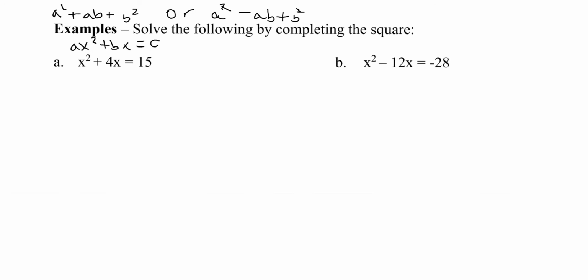And once you do that, which for a, that's already done for us, what we're going to do now is create our perfect square trinomial by taking half of my middle coefficient, or my b term. So we're going to take b, divide it by 2, and then we're going to square it and add it to both sides.